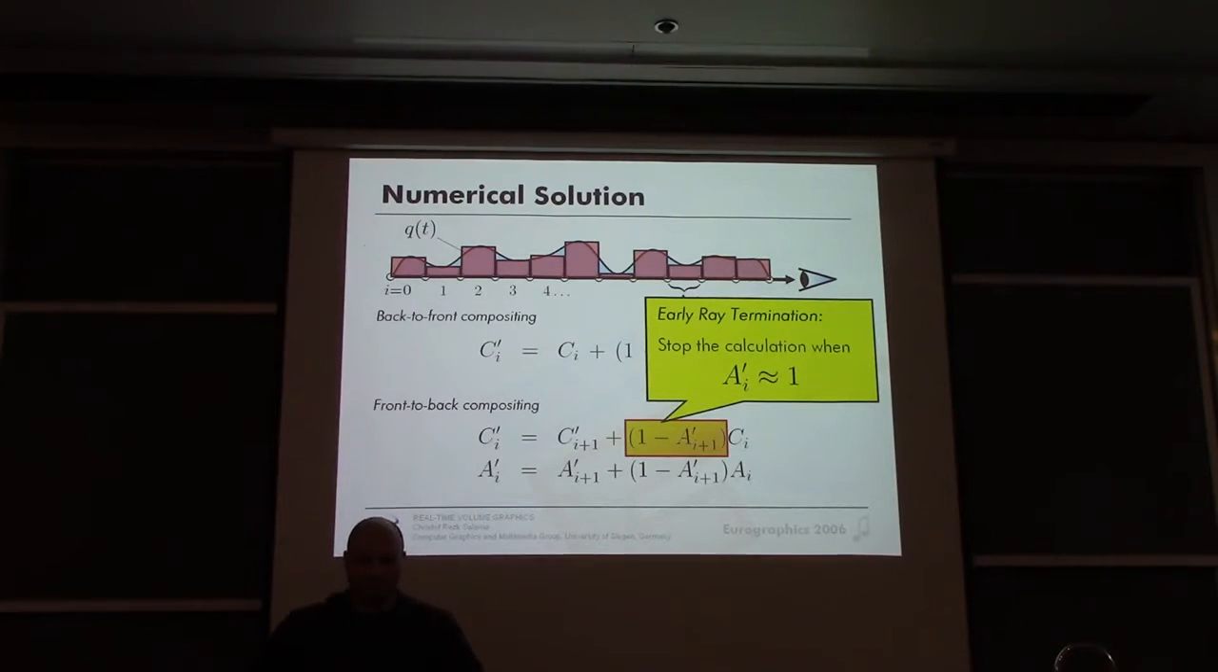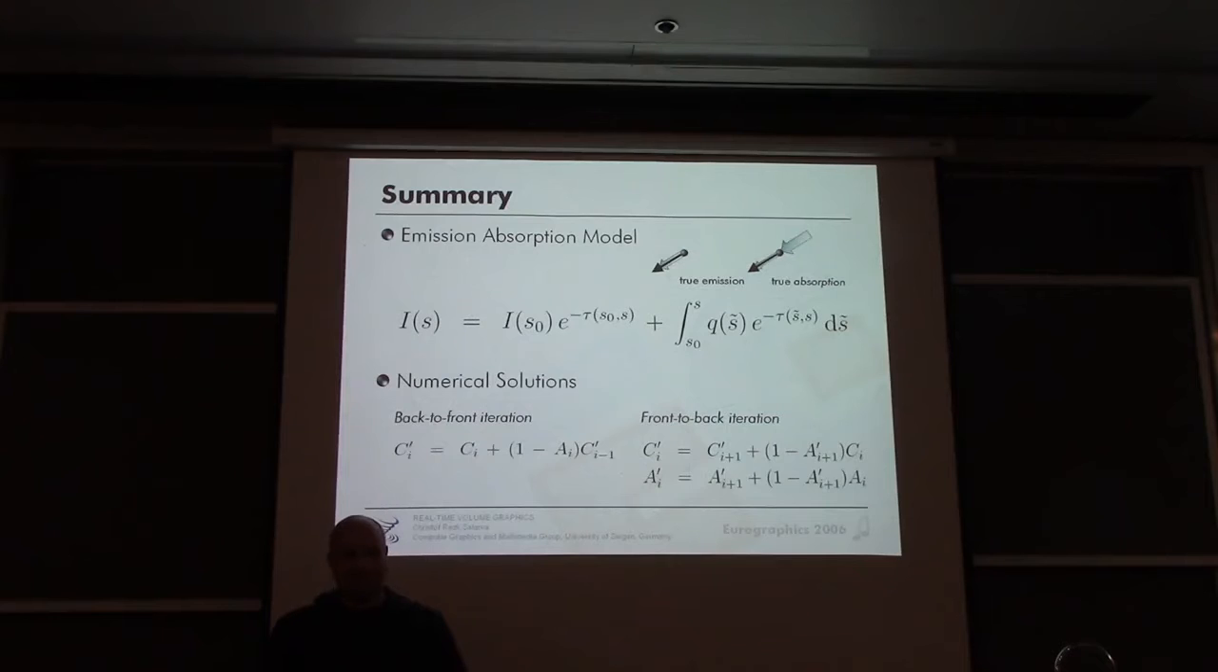Again, we stop the calculation when this alpha i is almost 1. In practice, it'll be slightly less than 1, like 1 minus 1e-6, but that will usually be enough to make your code much faster than it otherwise would be.